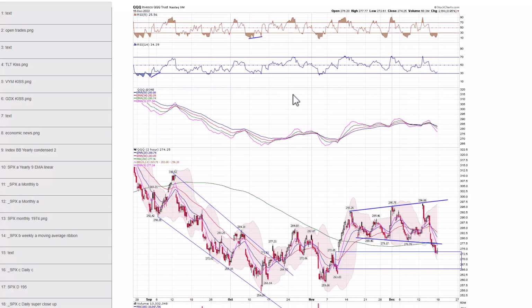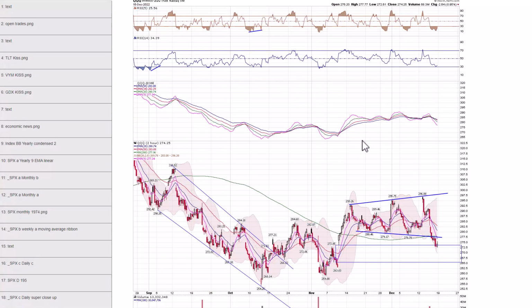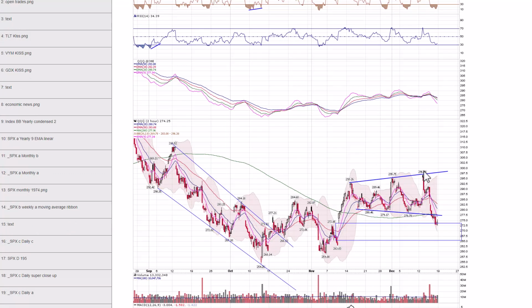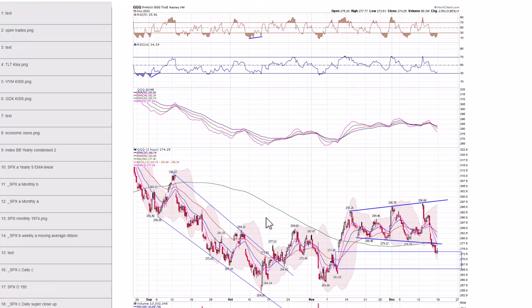Next. Chart 31, here's a 2-hour view. Shows this expanding triangle where we stalled from last week. And here's the open gap illustrated.